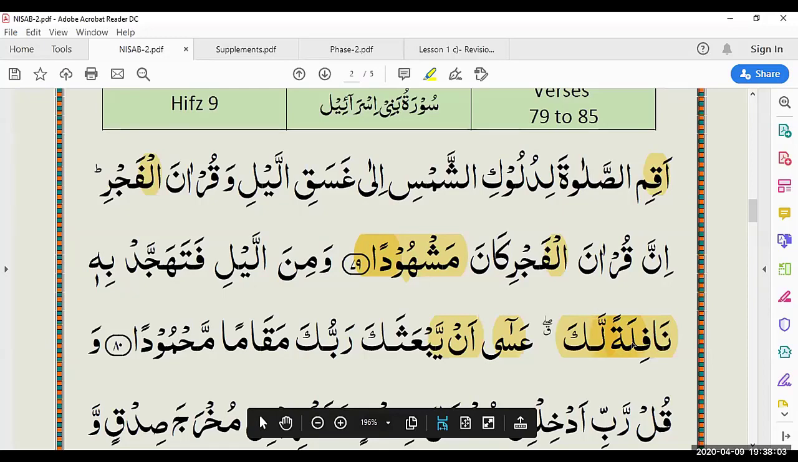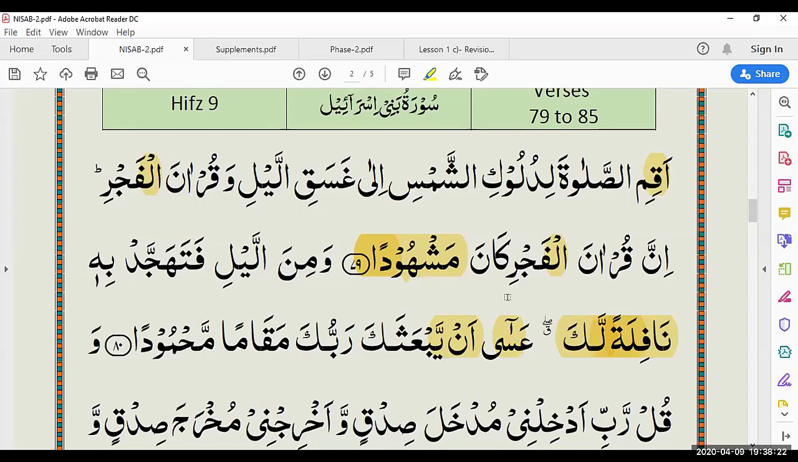So we're not doing any assimilation. Yes, we're not doing any ghunna. It's kamil. Well done. And here, what do we have on top of sin? What 2 strokes do we have? The one is vertical fatha and madde saghir. Well done, excellent. Correct terminology. Well done for that. Excellent.